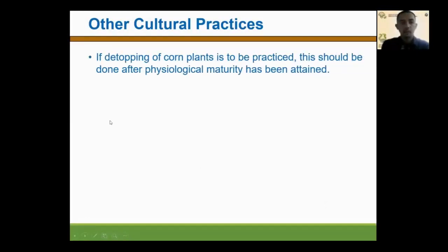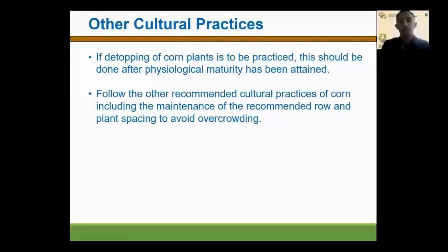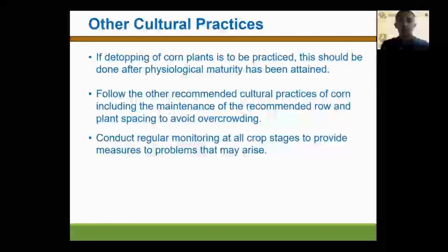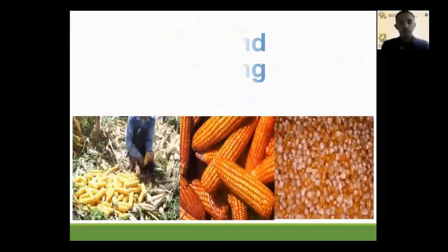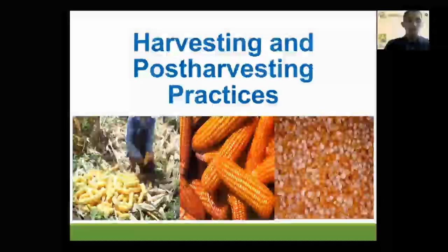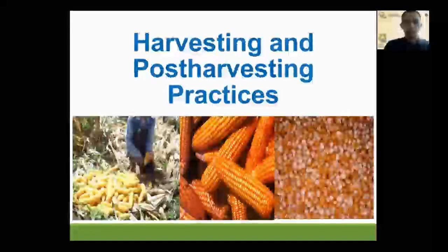Okay, so other cultural practices. If detopping of corn plants is to be practiced, this should be done after physiological maturity has been attained, and follow other recommended cultural practices of corn, including the maintenance of the recommended row and plant spacing to avoid overcrowding. Conduct regular monitoring at all crop stages to provide measures to problems that may arise. Okay, so that's for the production practices. We go to harvesting and post-harvesting practices.